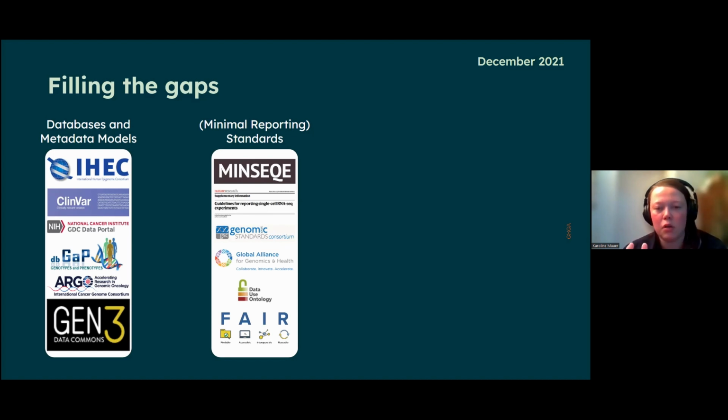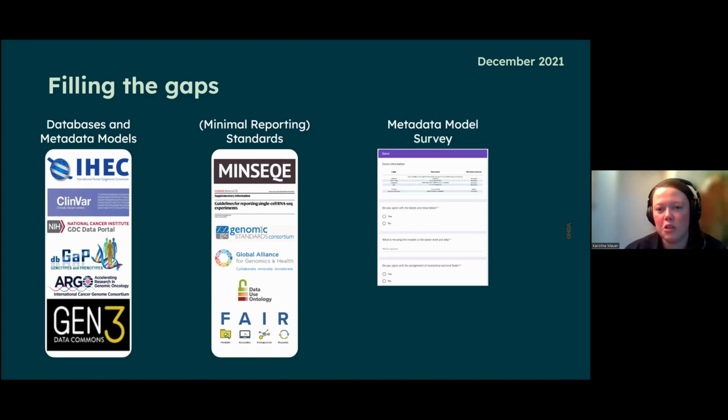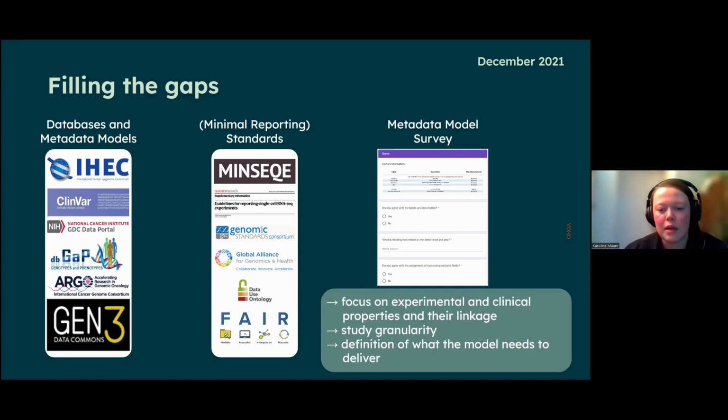We extended our model, included it into our prototype, and then we conducted another survey across GHGA stakeholders. Here we presented our extended model and asked for feedback and suggestions from the community that will in the end use the model. All in all, this exercise was focused on the experimental and clinical properties and how they are linked in other databases. It allowed us to study the granularity at which properties are represented in other databases, and it allowed us to define what our model needs to deliver to the communities.